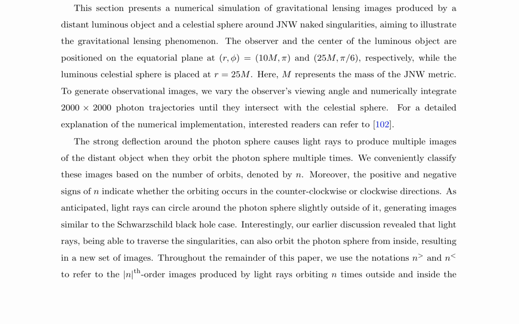The strong deflection around the photon sphere causes light rays to produce multiple images of the distant object when they orbit the photon sphere multiple times. These images are classified based on the number of orbits, denoted by n, with positive and negative signs indicating counterclockwise and clockwise directions, respectively. Light rays can circle around the photon sphere slightly outside of it, generating images similar to the Schwarzschild black hole case, as well as orbit the photon sphere from inside, resulting in a new set of images. The notations n> and n< are used to refer to the nth order images produced by light rays orbiting n times outside and inside the photon sphere, respectively.